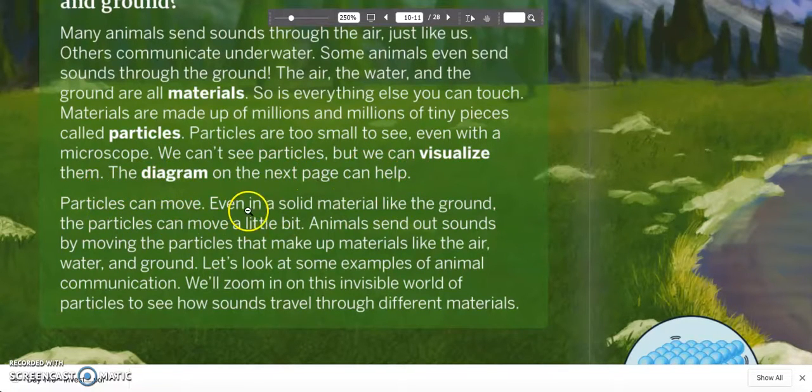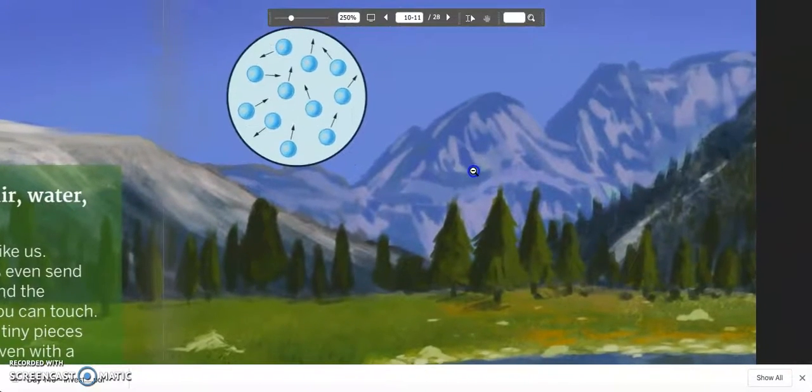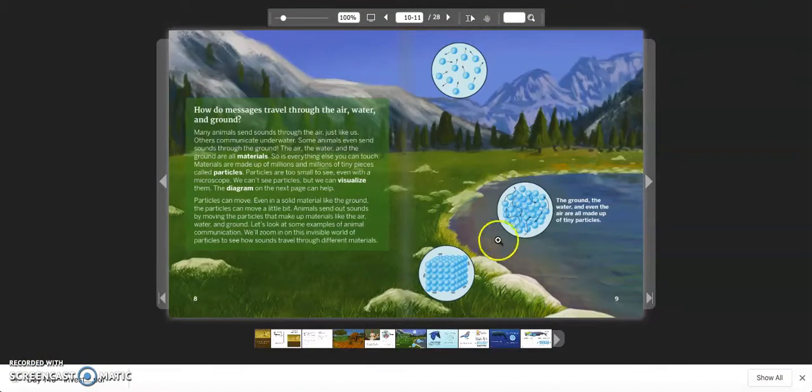Particles can move. Even in a solid material like the ground, the particles can move a little bit. Animals send out sounds by moving the particles that make up materials like the air, water, and ground. Let's look at some examples of animal communication. We'll zoom in on this invisible world of particles to see how sounds travel through different materials. Let me go ahead and zoom out so we can take a look at this diagram. So we have 3 different images here.